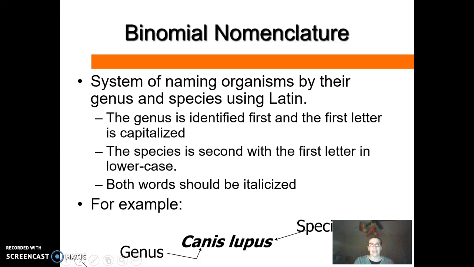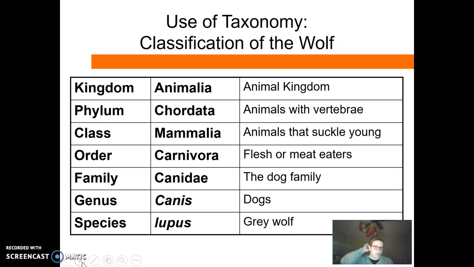So I want to look at an example with you. Here is the classification of the gray wolf. We start out in the kingdom Animalia, and this organism is in the animal kingdom because they have animal cells. They can move around their environment and they eat food. Next, they're in the phylum Chordata because this is an animal with an internal skeleton and a vertebra. Next, it's in the class Mammalia because this is an animal that suckles its young. It is hairy and it is endothermic. It controls its own body temperature with its metabolism.